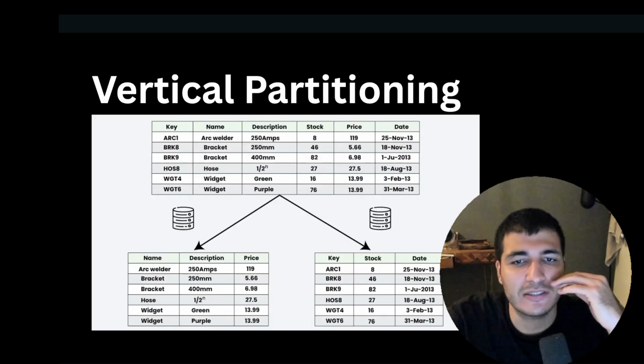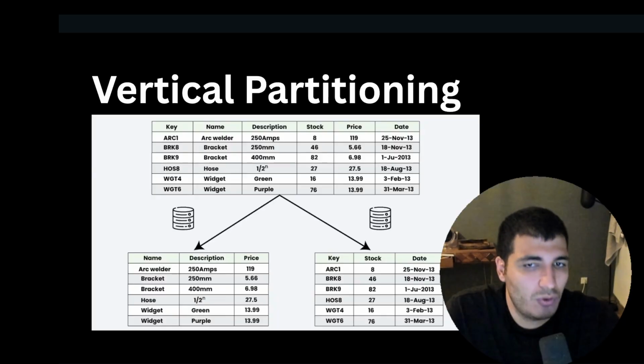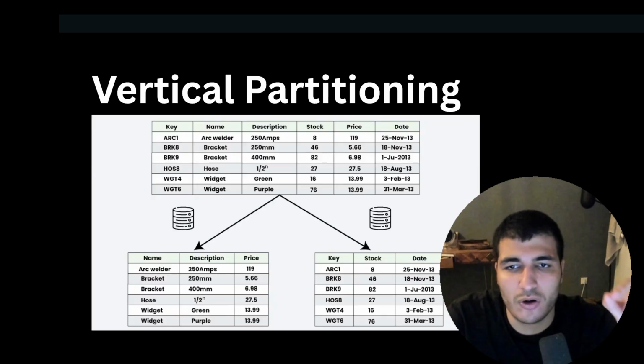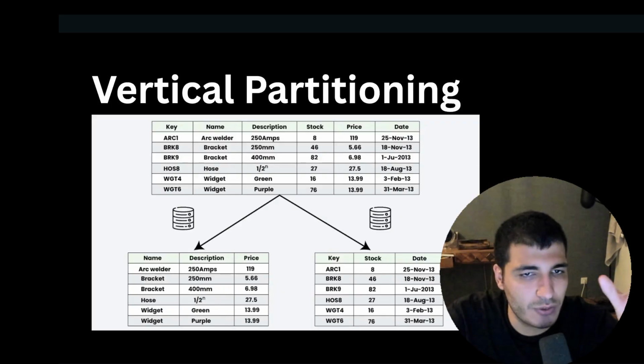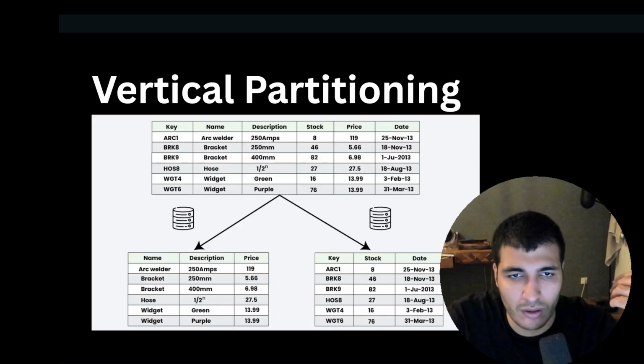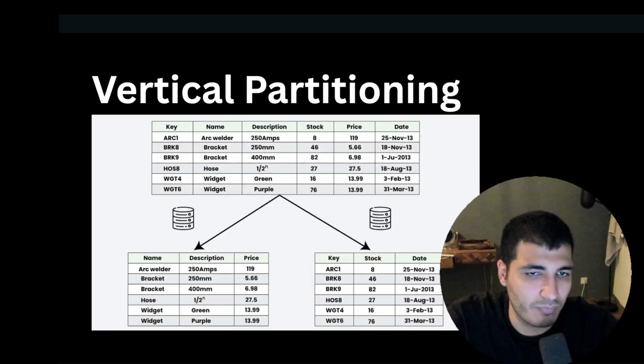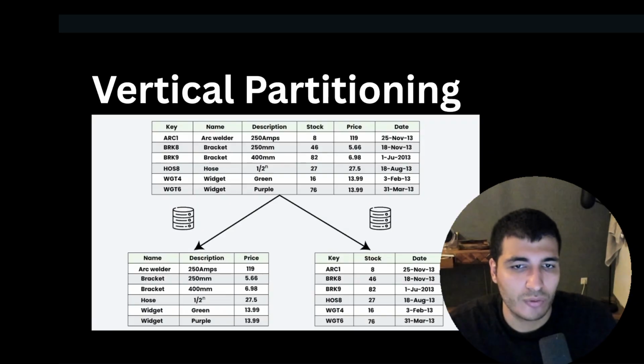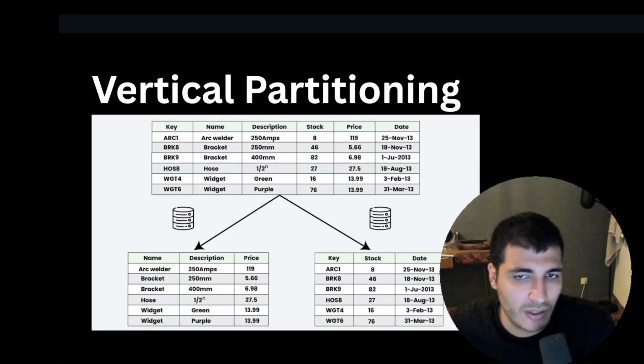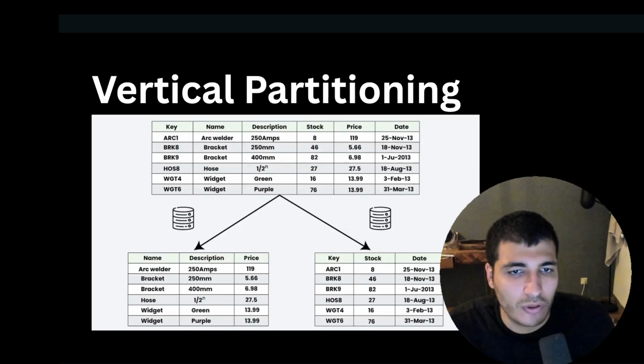How to implement it? You identify the columns in your table that are most frequently queried together. These columns are kept in the main table, and the less frequently used columns, especially those with large data types like text or blob, are moved to separate tables. These new tables will share the same primary key as the original table to allow you to join the data back together when needed.